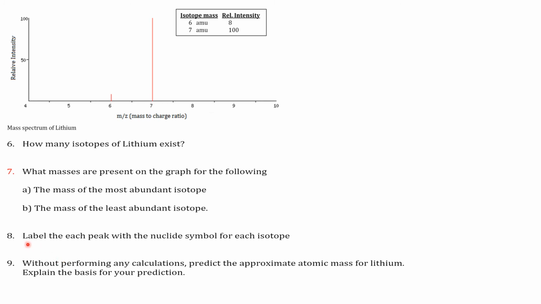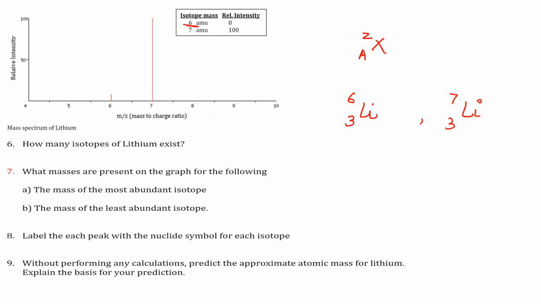The next question is, label each peak with the nuclide symbol of each isotope. So what is a nuclide symbol? The nuclide symbol is what I told you in the beginning, that is X, with A and Z. This is called the nuclide symbol. For the isotope having the mass of 6, we would write it as lithium, atomic number 3, mass number 6, and for the other isotope it would be written as 3, 7, right? Their atomic numbers would be the same, which is 3, but the mass numbers would be different.